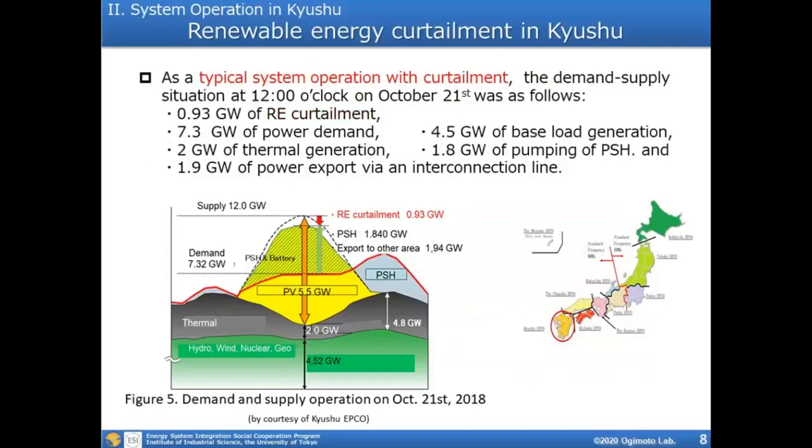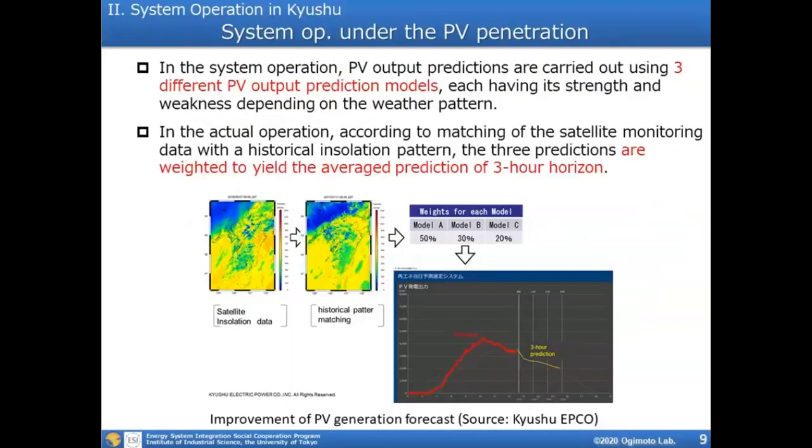This diagram shows the typical system operation with curtailment. It was at 12 o'clock on October 21st. You can find 0.9 gigawatt of curtailment, 7 gigawatt of power demand, 4 gigawatt of base load generation, and so on. In the system operation in Kyushu, PV output predictions are carried out using three different PV output prediction models, each having its strengths and weaknesses. In the actual operation, according to the matching of the satellite monitoring data with a historical installation pattern, the three predictions are weighted to yield the average prediction of a 3-hour horizon.